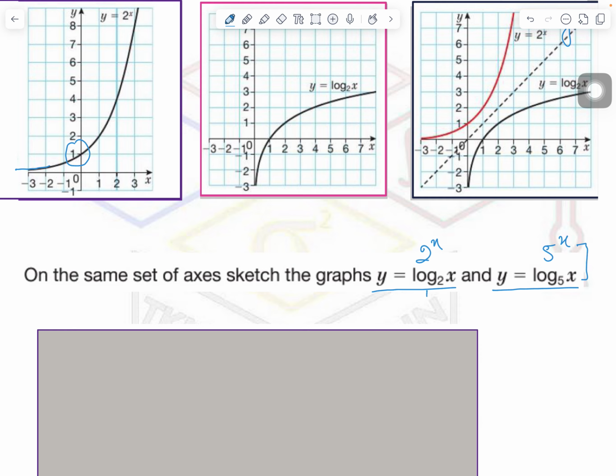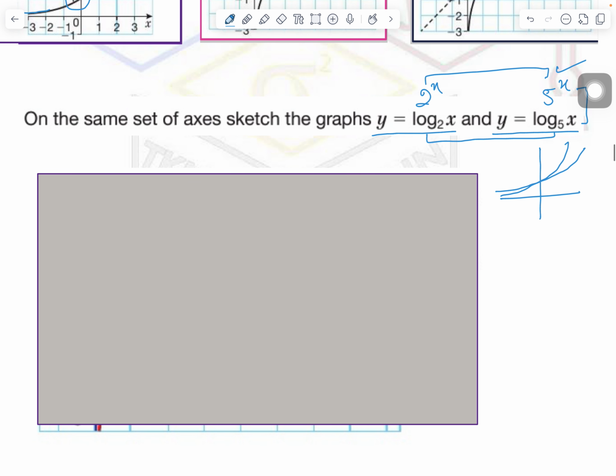But if you have to draw these two on the same grid, which one will have a bigger, more steeper line, I would say rather. In this case, of course, this is more steeper. 5 power x will go from here, 2 power x will go from here, and on the other side it will be on the upper side. Let's see in case of log what will happen.